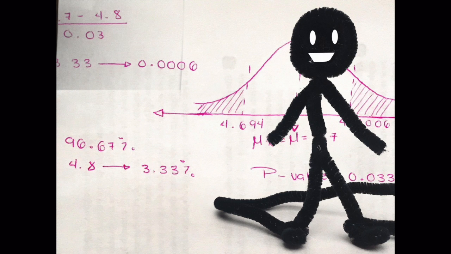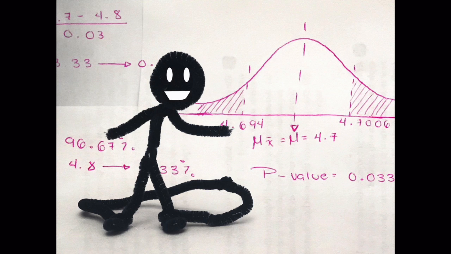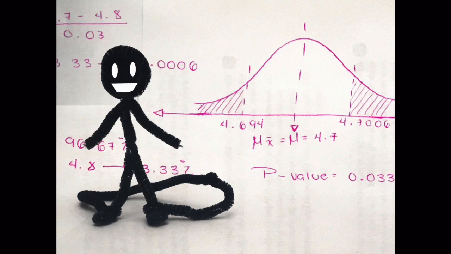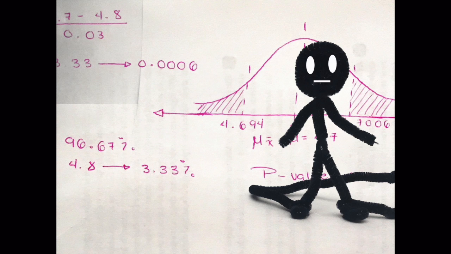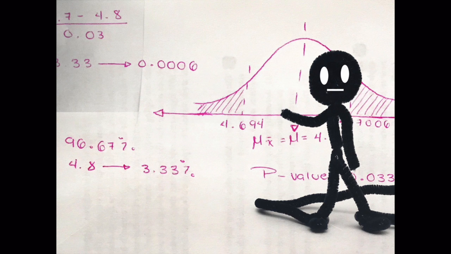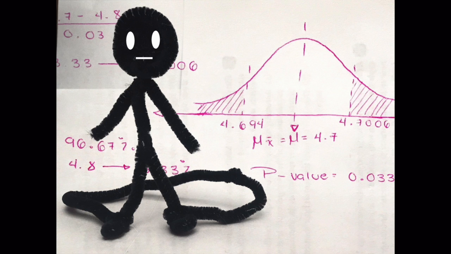Now, as you can see, our nice curve has two more numbers and two shaded critical regions. On my right, 4.694, and on my left, 4.7006. Now, we can clearly see that the sample mean of 4.8 falls quite deep into the critical region on my left. The probability of this happening, if the null hypothesis was true, is 3.33%, making the sample mean a mathematically relevant proof to reject the null hypothesis.